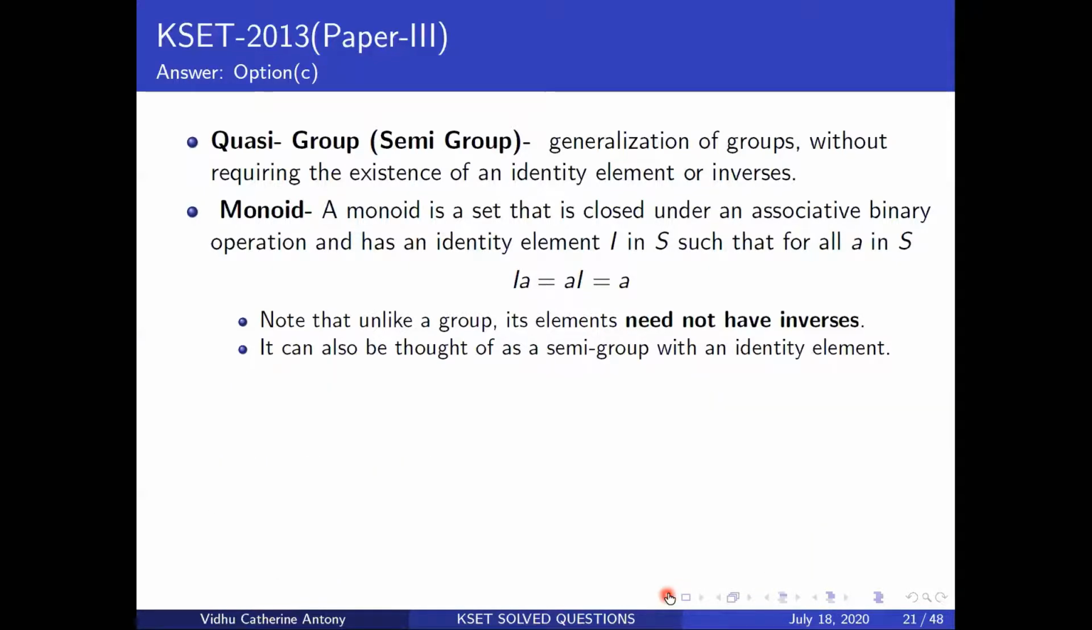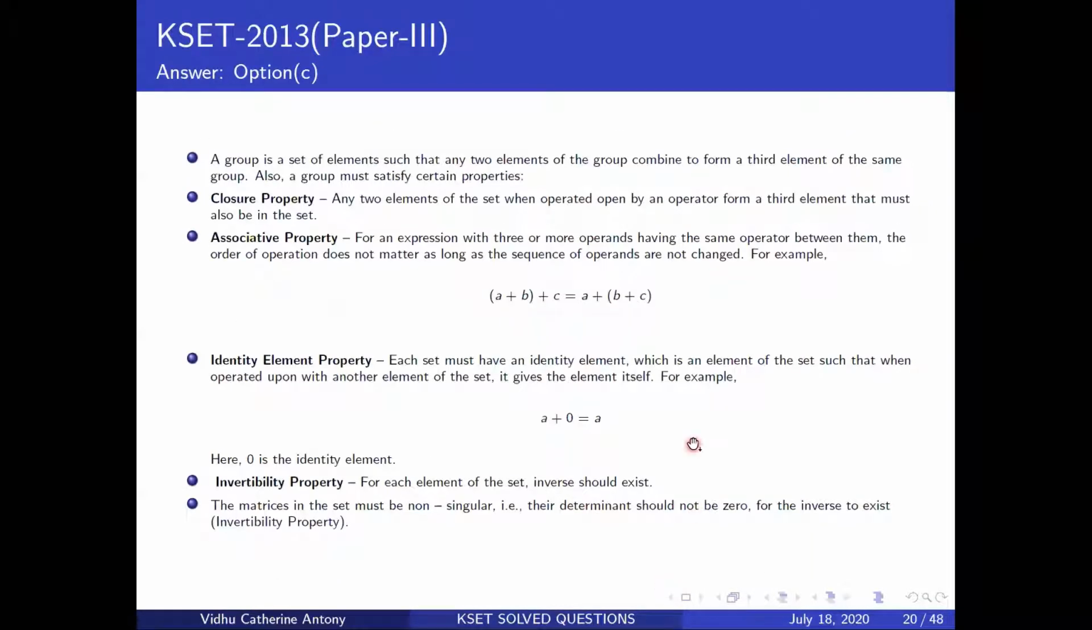So here, how can you write this? Okay, so if you have your closure property, basically if it is a quasi group, you have these two. If it is a monoid, they're going to have everything except your invertibility property. If it is a group, it's going to have all 4, and if it is an abelian group, it's going to have the commutative property too.